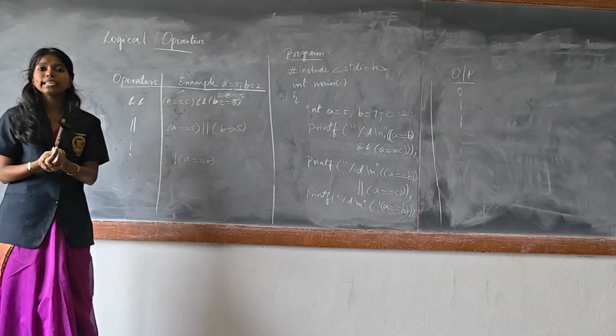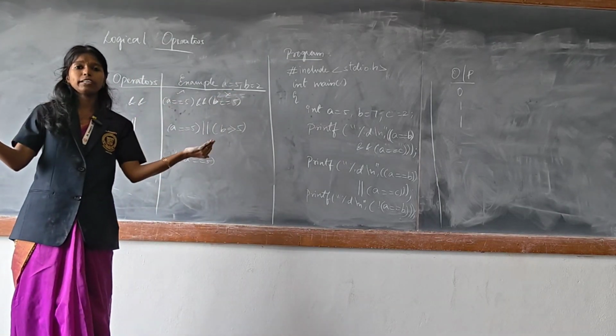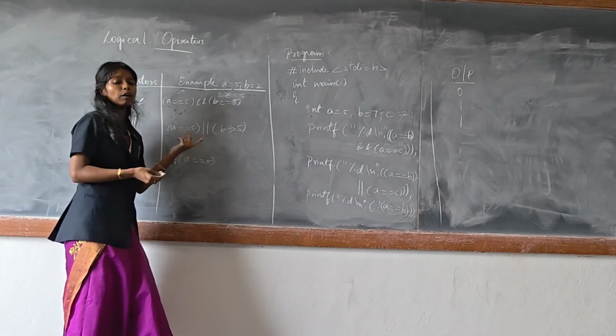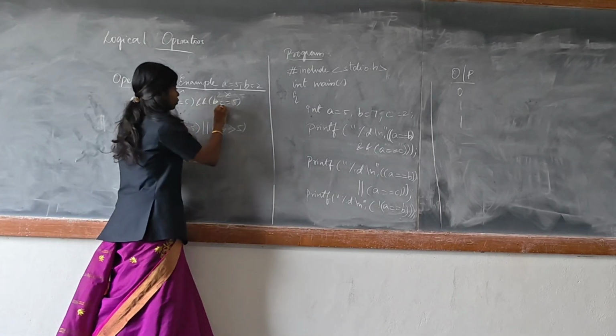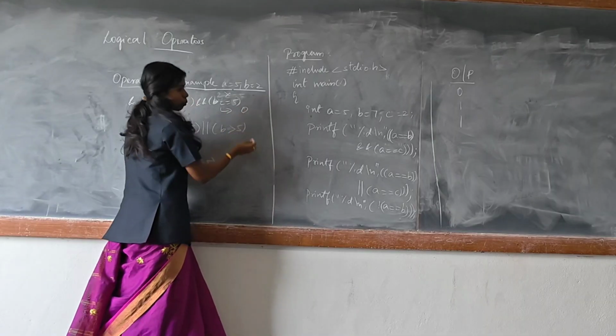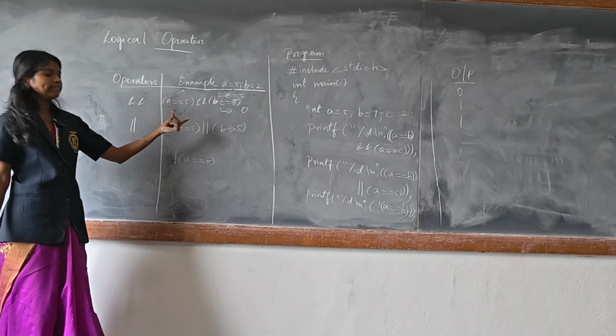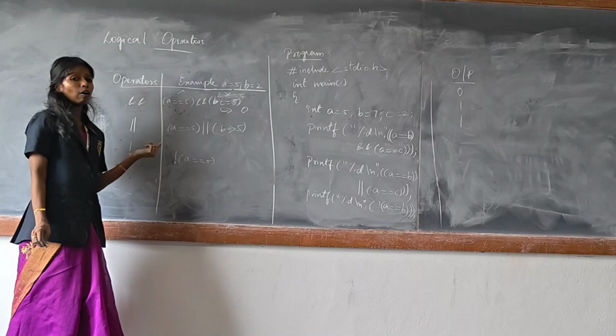So what is meant by the logical AND operator? If both the conditions are true, we get the output as 1, right? So here the first condition is true and the second condition is false. So we get the output as 0. Here we get the output as 0. Next, the logical OR operator.